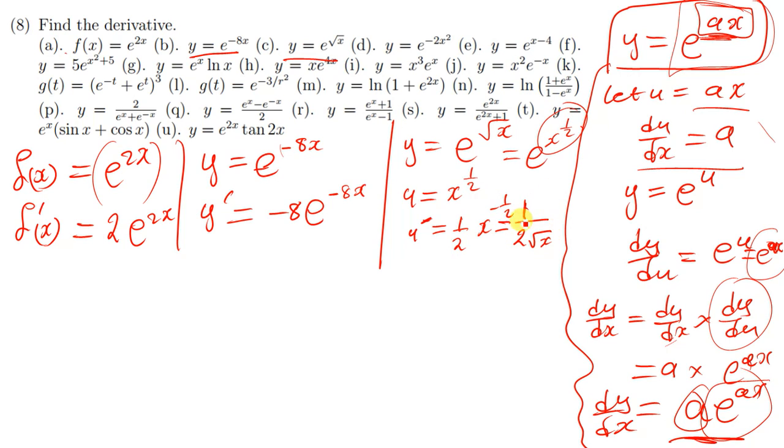After writing it in this format, we can now multiply. This is the derivative of the power. We can now multiply it with the original function to find y prime. So y prime will simply be equal to 1 over 2 root x times e to the power the root of x.